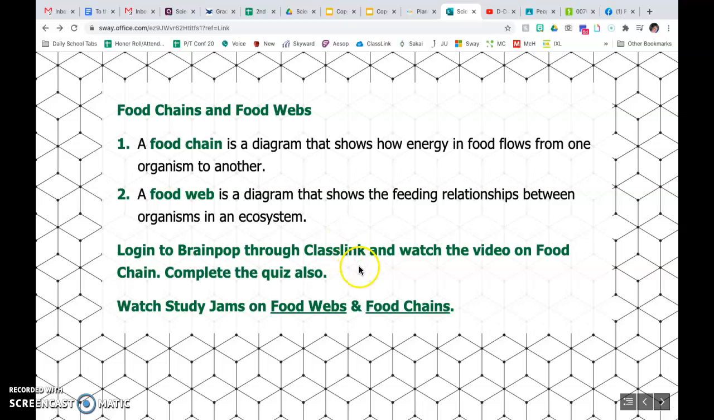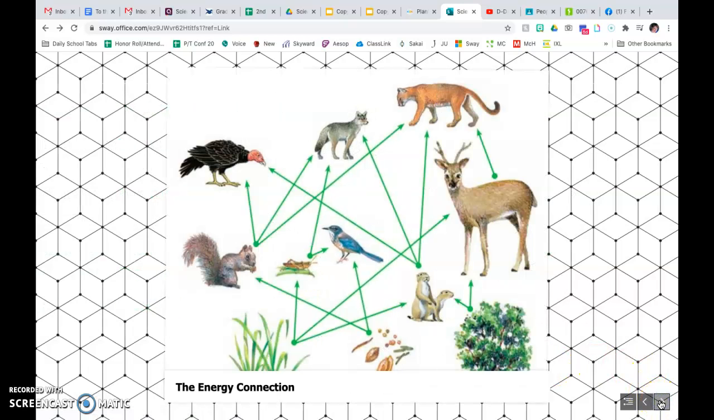Make sure you go to BrainPop and watch the video on food chains. Also complete the quiz, and then watch the study jams by clicking on food webs and food chains here as well. This would be an example of a food web, and you can see all of the different things. Look at all the little arrows that are related back and forth, showing the energy that each creature gets from each thing.